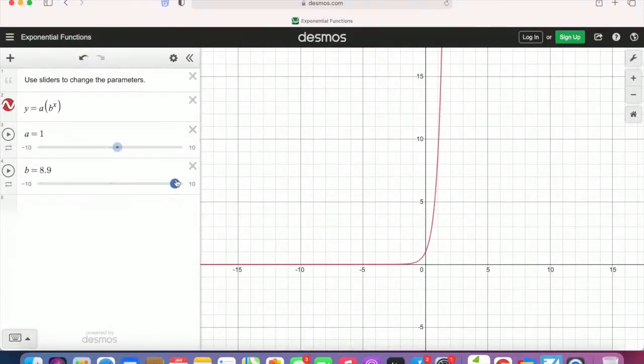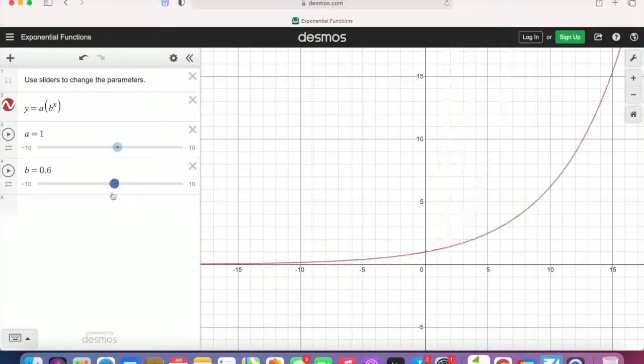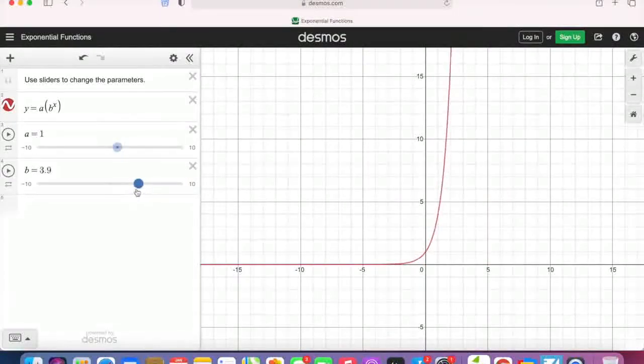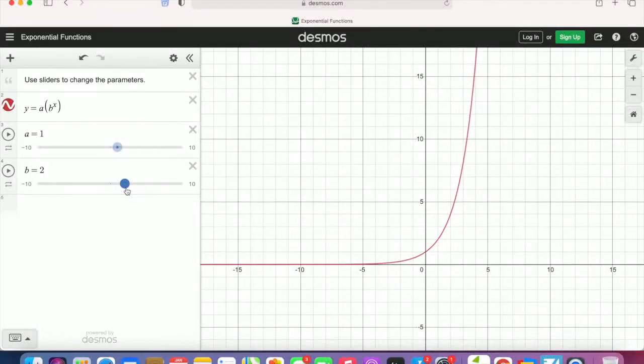My y-intercept is still at 1, it's still at A, but it's going up quickly. See how that happens? It goes up more quickly than if B is smaller. Okay, now I'm going to put B back at 2. Let's consider what happens when A is negative.